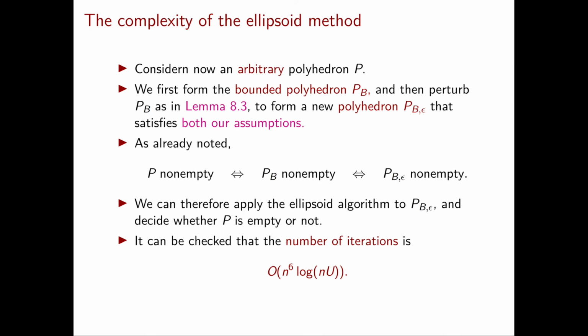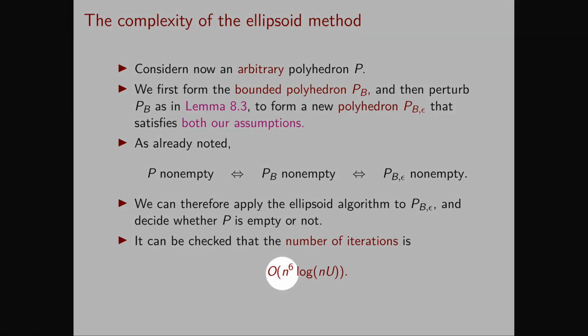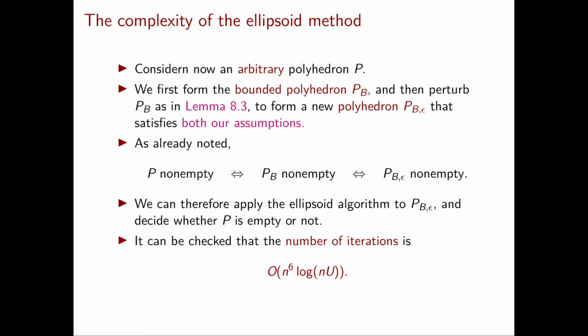PB epsilon still lives in the space R^n, but now the absolute values of the coefficients in the inequalities will no longer be upper bounded by the original capital U, and so we need to figure out an upper bound on these absolute values. If you do so and then substitute v and capital V in the formula for the number of iterations, you will obtain that this number of iterations is big O of n^6 log nU. So the only difference with respect to the easier case is that we have n^6 instead of n^4. In any case, this number of iterations is polynomial in the size of the input.